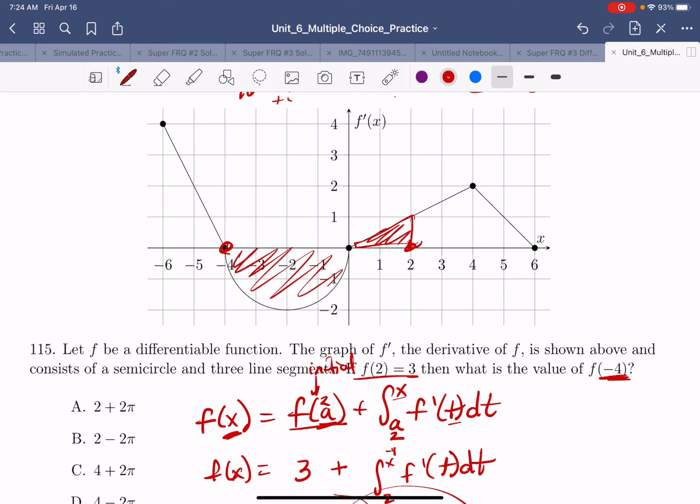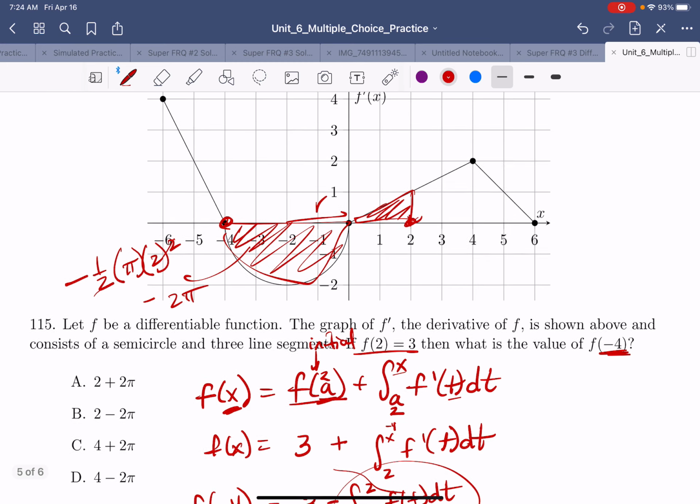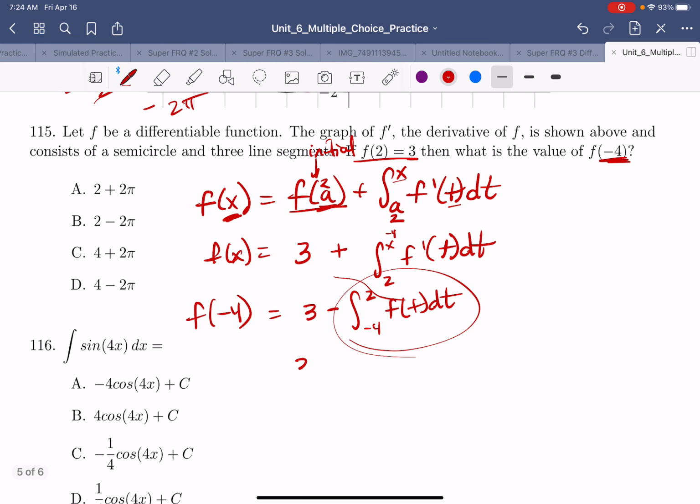All right, so this one is a semicircle, 1/2 times pi times the radius r is 2, so 2 squared. And this is negative because it's underneath the curve. Please don't forget the negative. So then this will be negative. So that's 4 over 2 is 2 pi. So minus 2 pi.